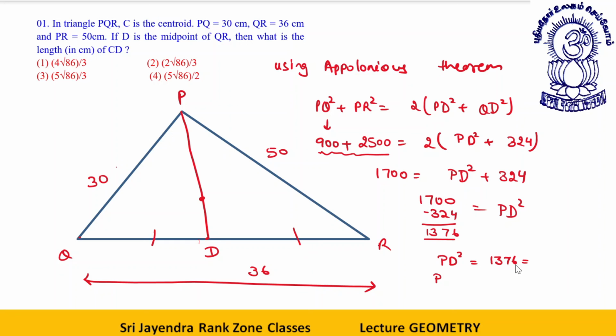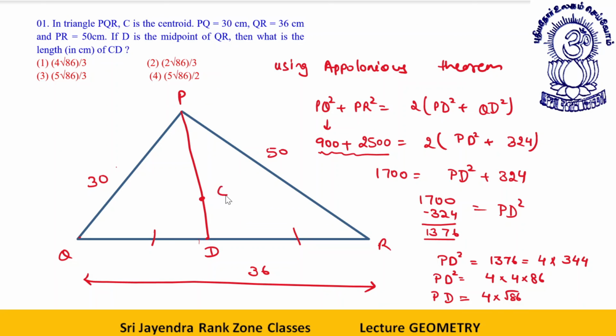I can see this is divisible by 4. Let's write it. PD square is equal to 4 into... If I divide this by 4, it becomes 344. I can write this further as 4 into 86, this is easy. So PD is what? If I take the under root, PD will be 4 into root 86.